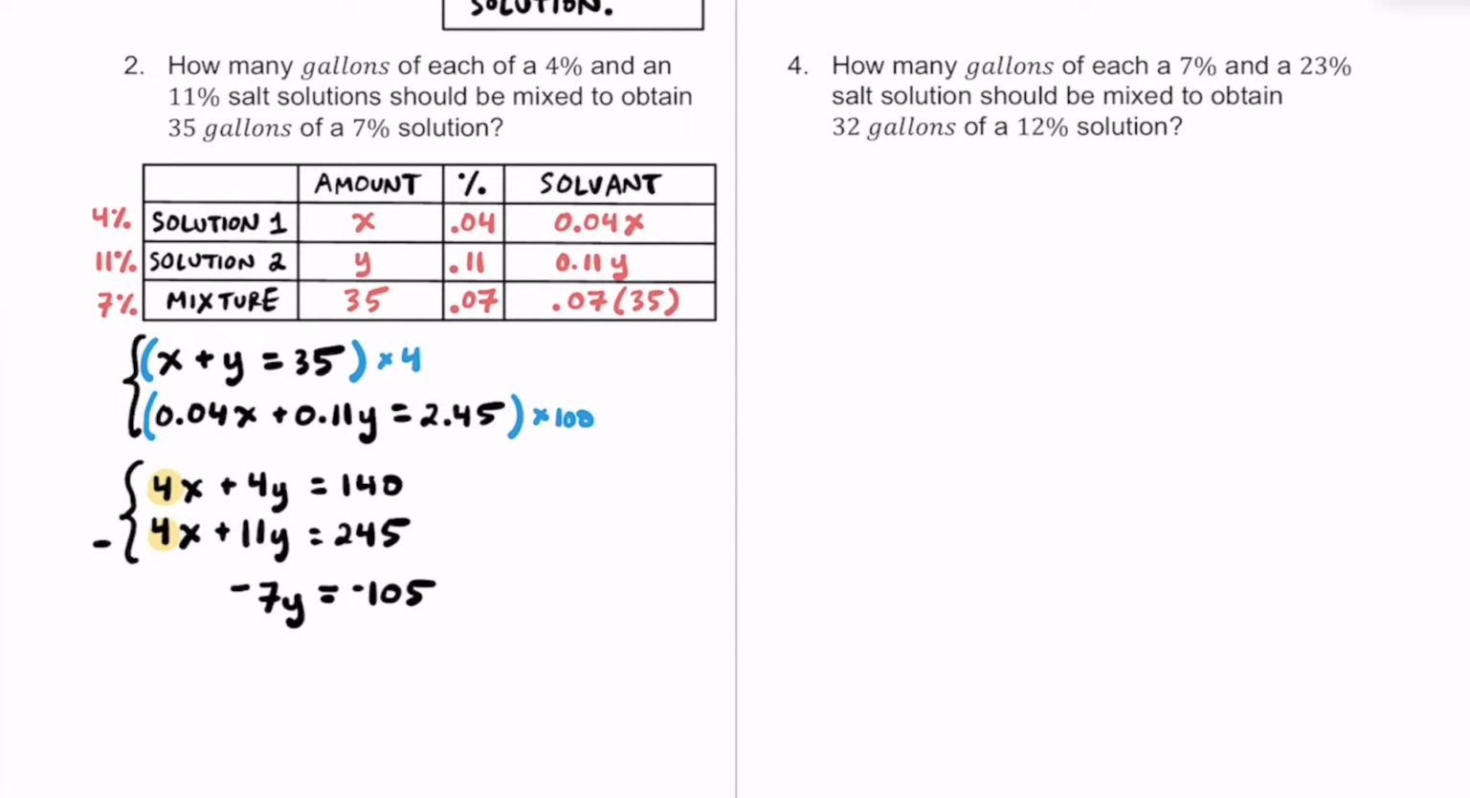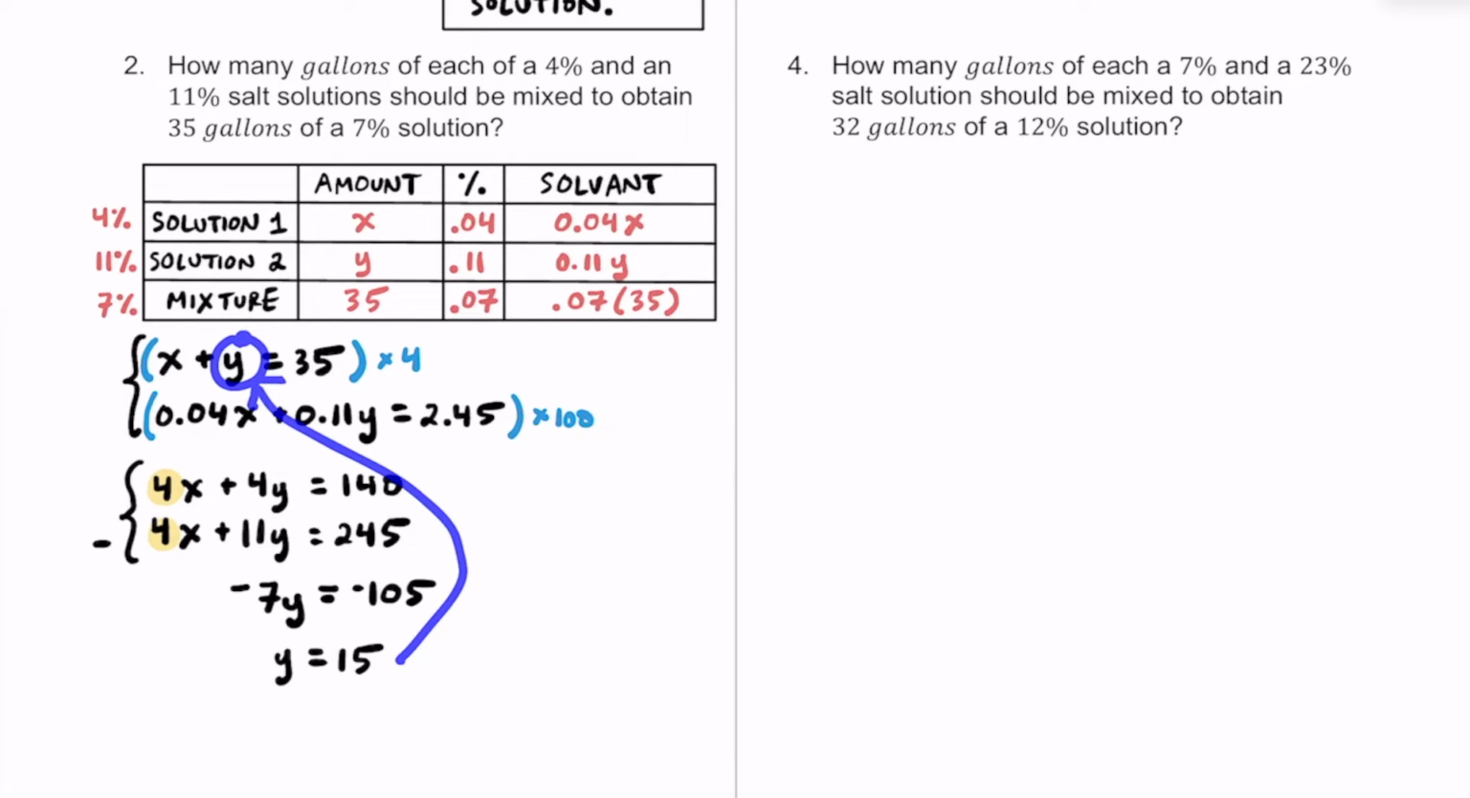Finally, let's go ahead and divide both sides by negative 7. If we do that, we're going to get y is equal to 15. So if we know that y is equal to 15, that's how much of solution 2 we're going to need. We can use that to find out how much of solution 1 we need by substituting into this equation right over here.